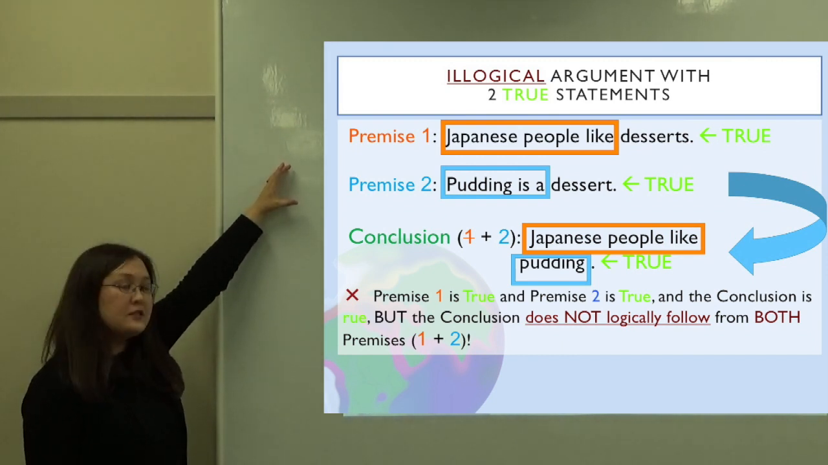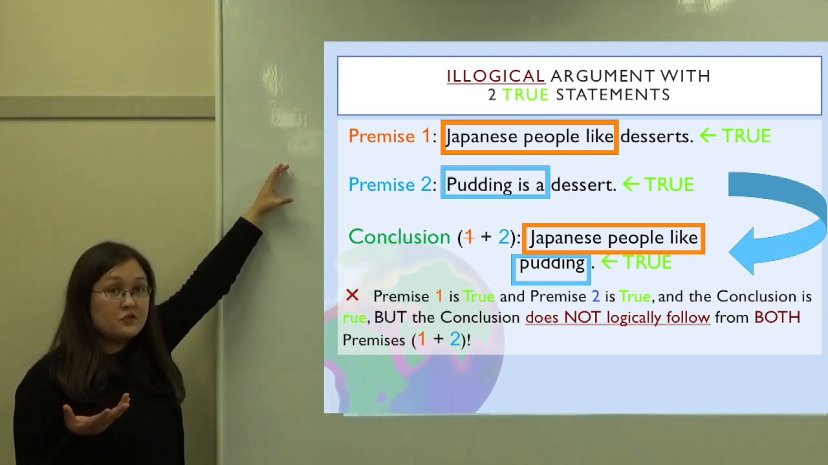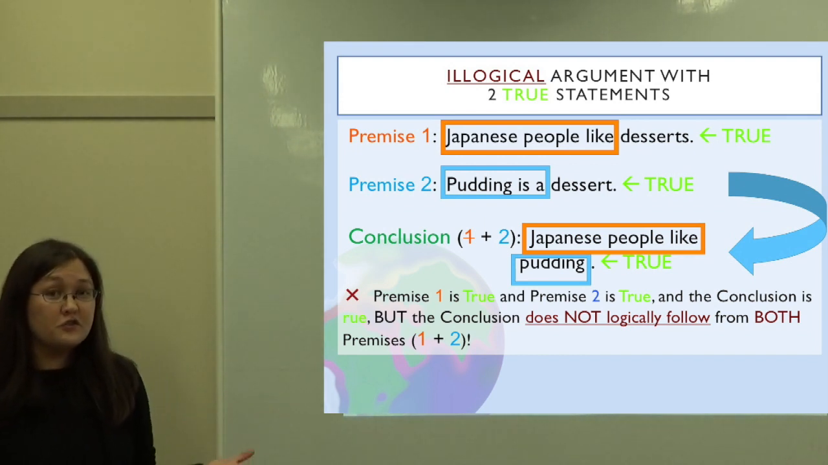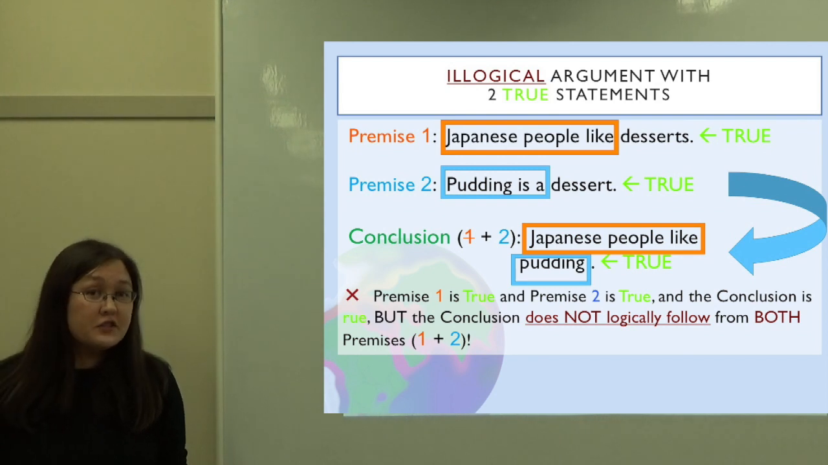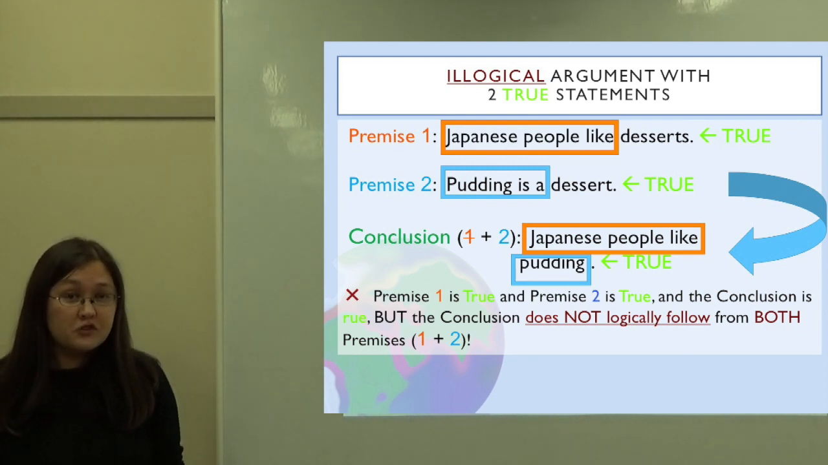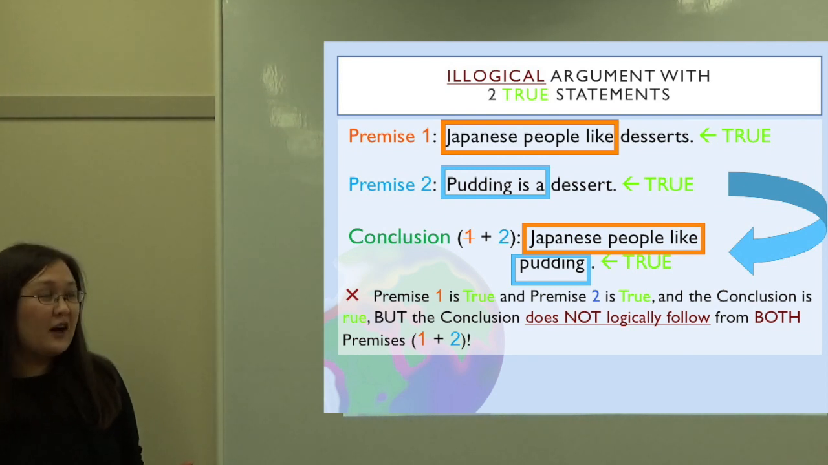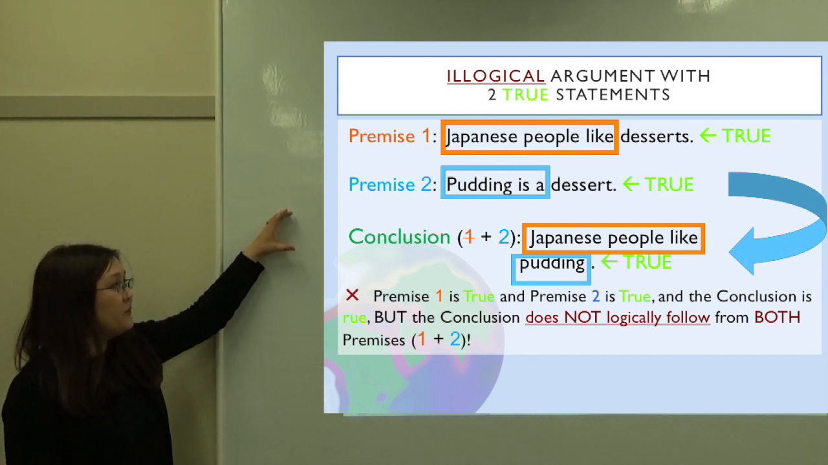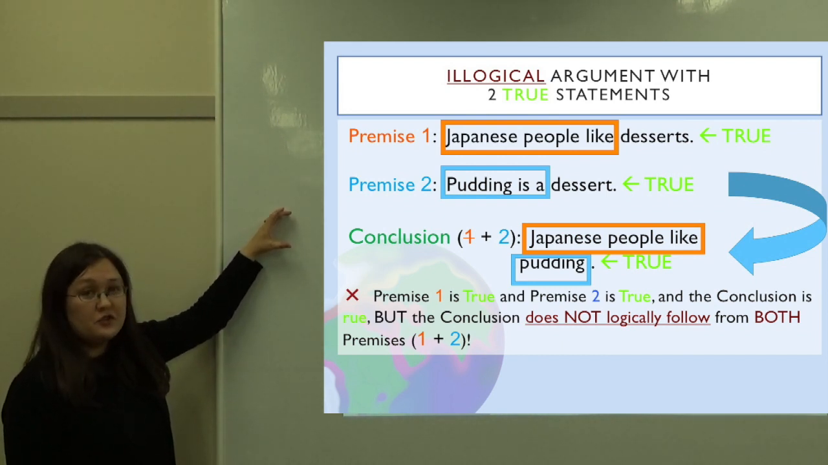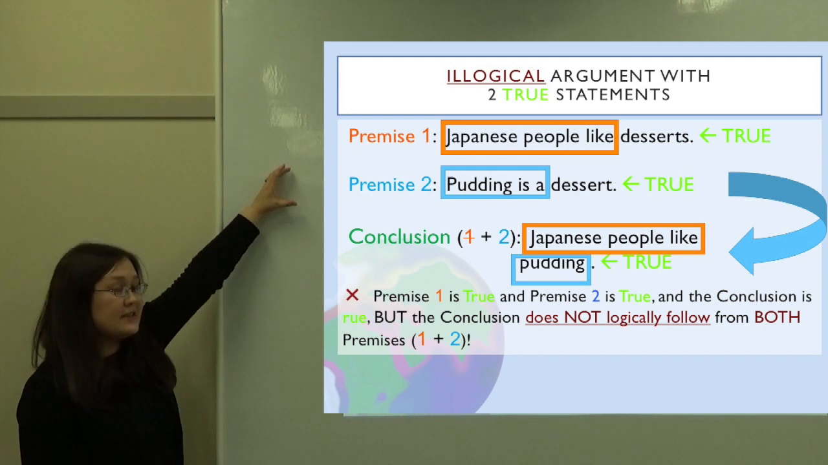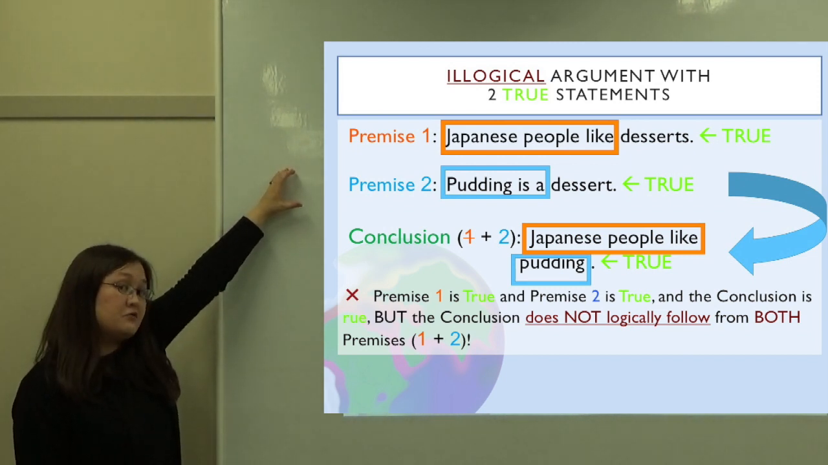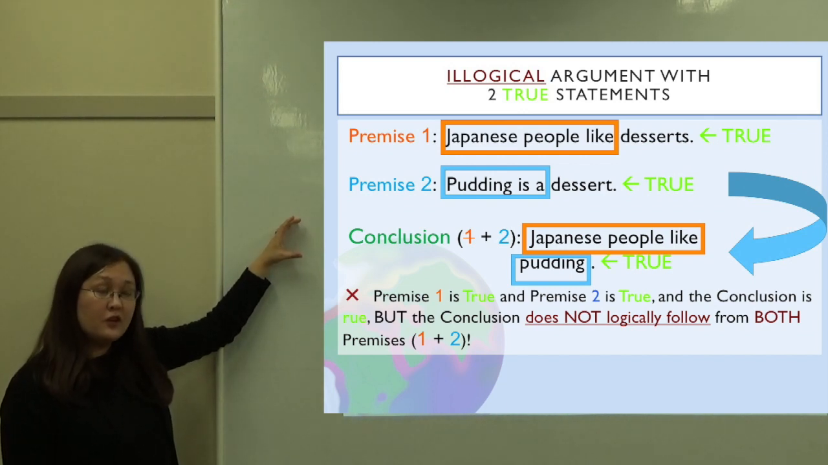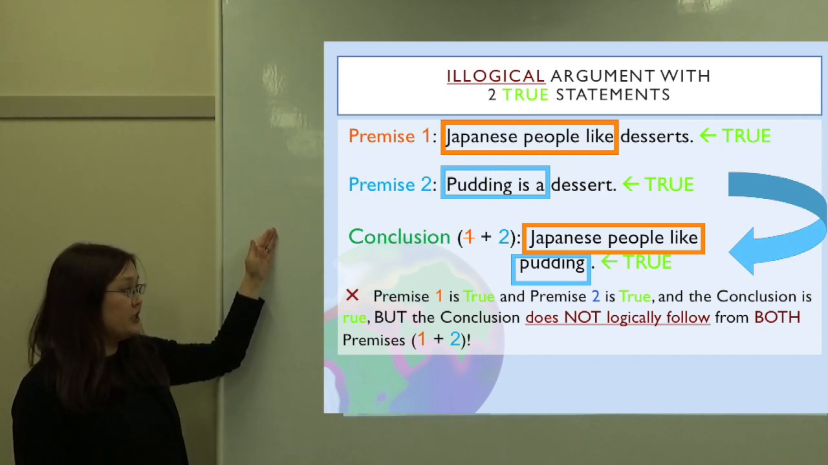We know Japanese people like desserts, but what kind of desserts? Do they like all desserts in the entire world, in all of history? Every country, every culture's desserts? Maybe not. Do they like pudding? Well, pudding is a dessert, but this doesn't tell us if pudding is included or not. Japanese people like some desserts, but does that include pudding or not? We don't have that information here.